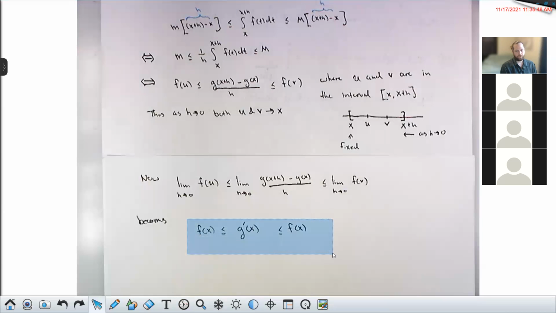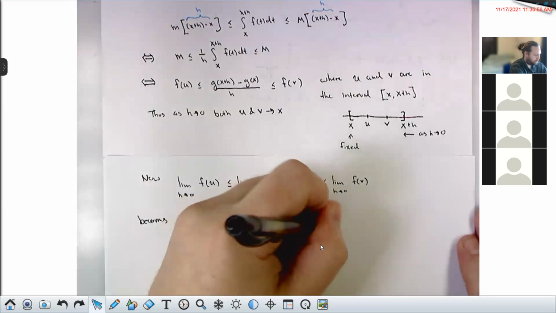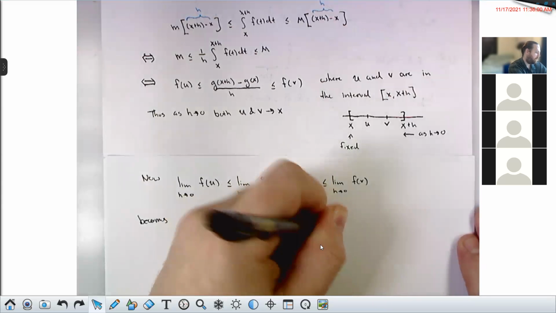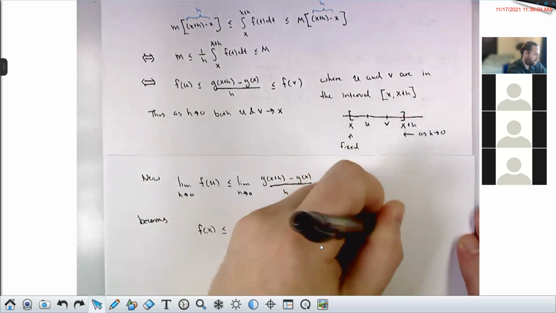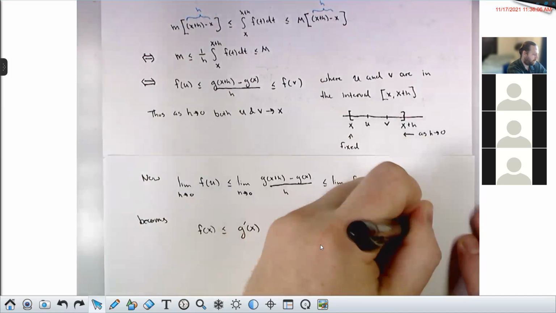And there's only one way for an inequality like this to be true. g prime of x is both bigger than or equal to f of x and less than or equal to f of x. This means that g prime of x must be equal to f of x, and that's the proof.